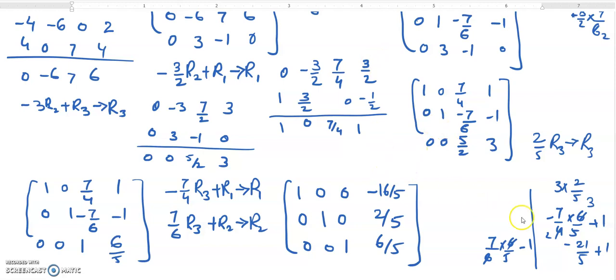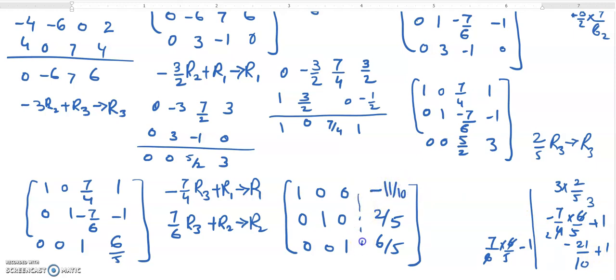Yeah, I just found one mistake, which was here, because it was minus 21 by 10. Okay, so I change it. So it was minus 21 by 10. So minus 21 by 10 plus 1 is minus 11 by 10.